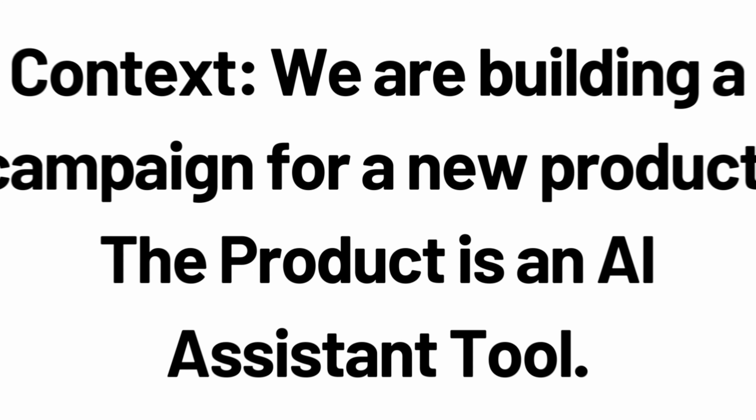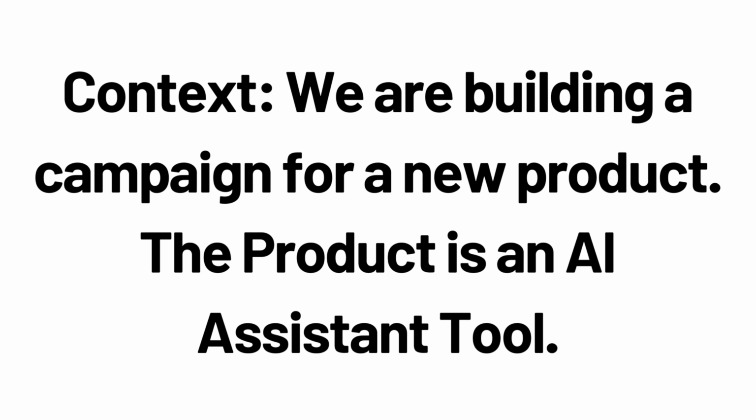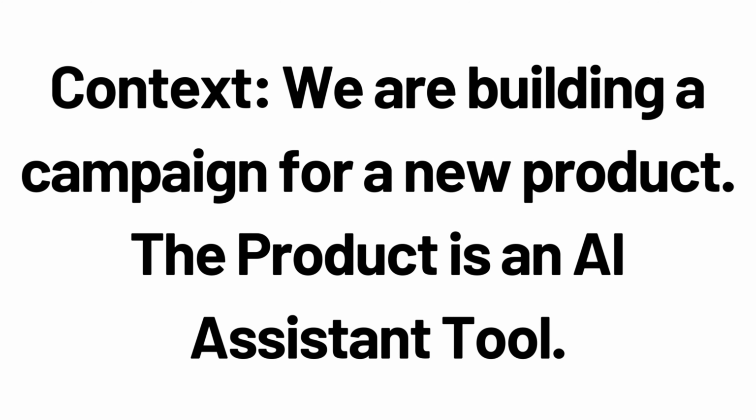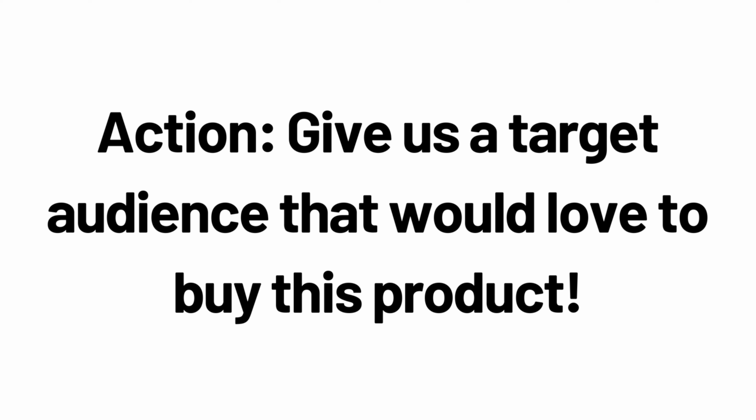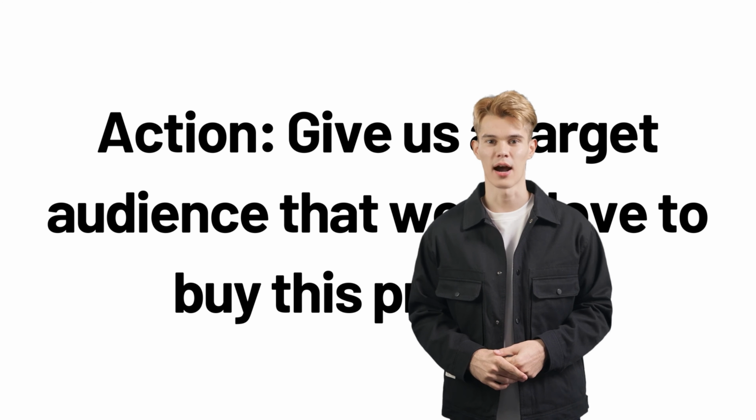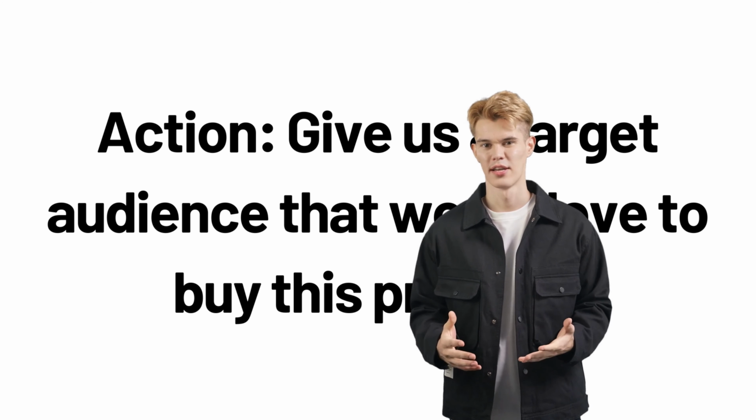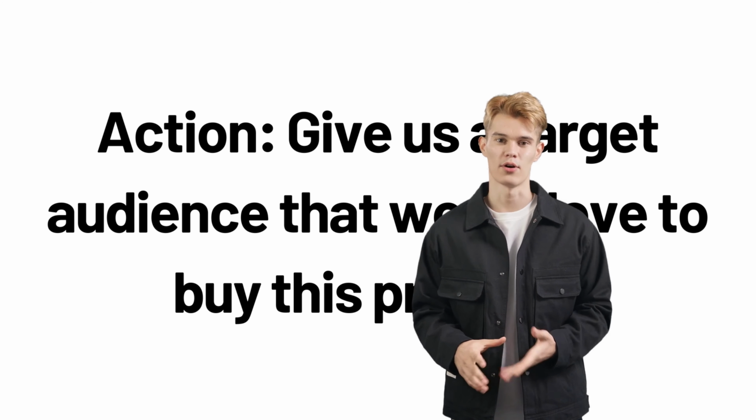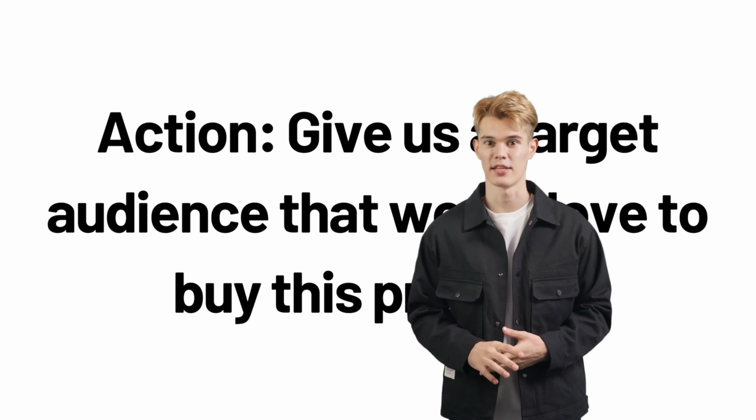For example, context. Telling ChatGPT we are building a campaign for a new product. The product is an AI assistant tool. Then you give the product's name to ChatGPT. The action is give us a target audience that would love to buy this product. Before you say anything, I know this is oversimplified, but it's just an example, so just relax. When you write your own prompt, be more specific. Now let's get back to the main video.